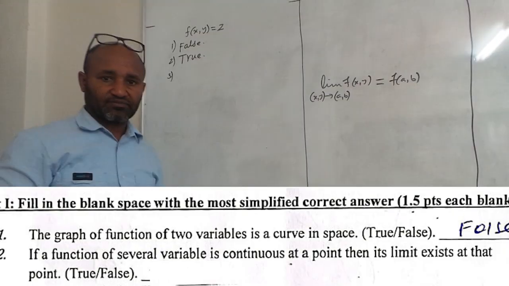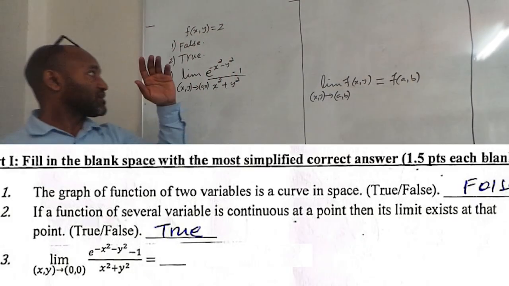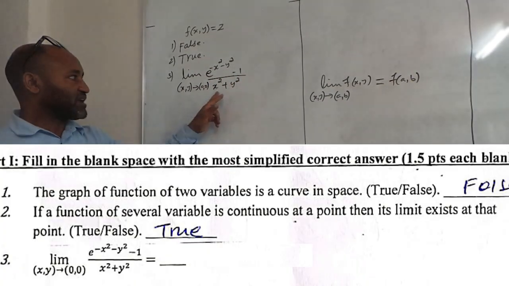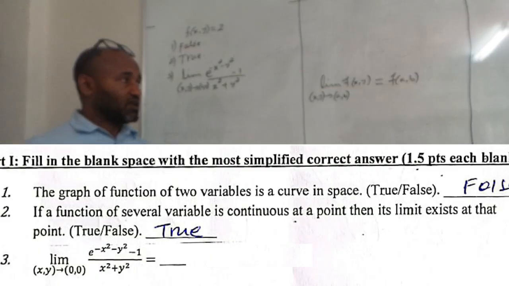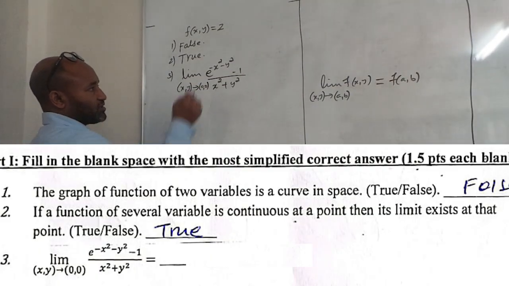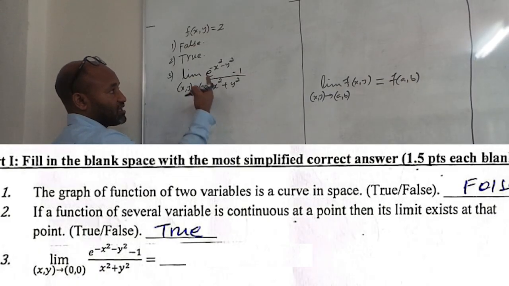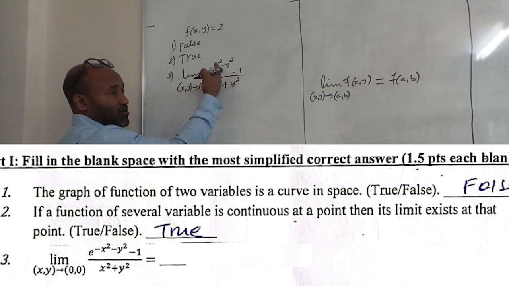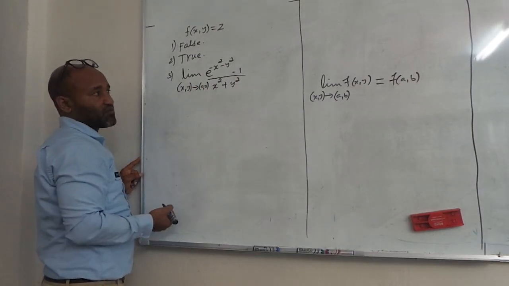Number 3. See the problem. Evaluate the limit of e to the power of minus x square minus y square, minus 1, over x square plus y square, as x, y goes to 0, 0. Evaluate the limit. Now to evaluate this limit, we have to observe our expression. E to the power of minus x square minus y square. If you take minus 1 as a common factor, it will be x square plus y square. Here you have x square plus y square.